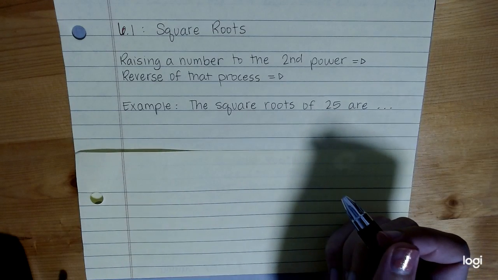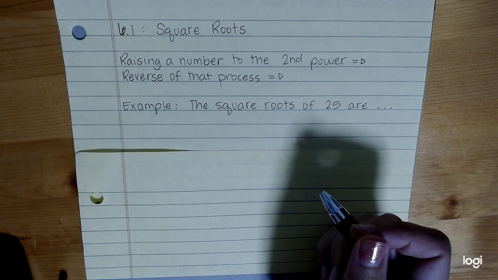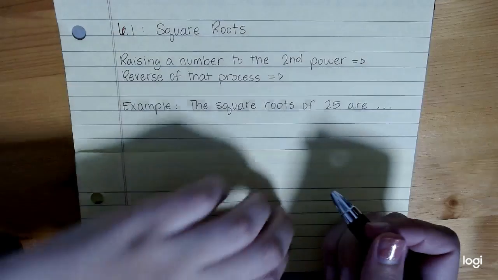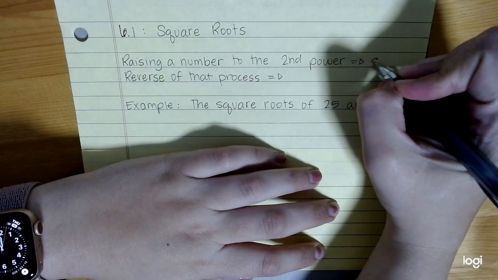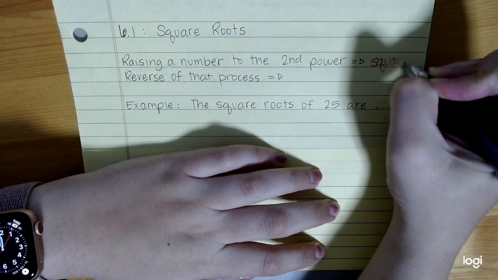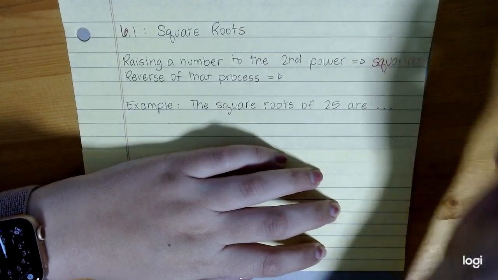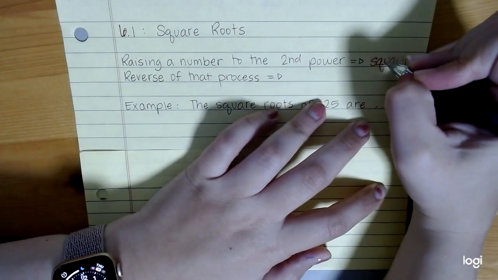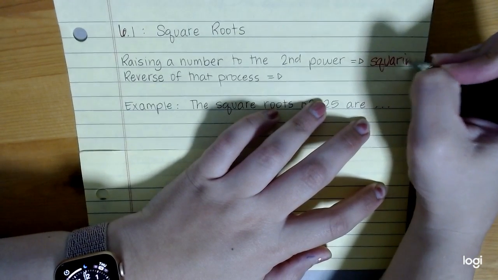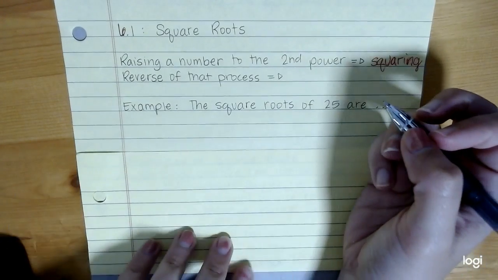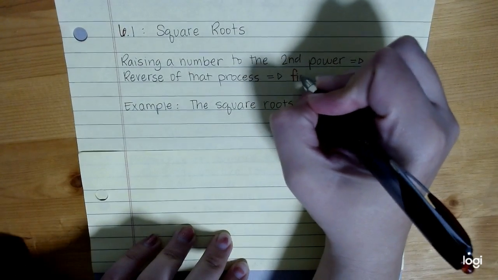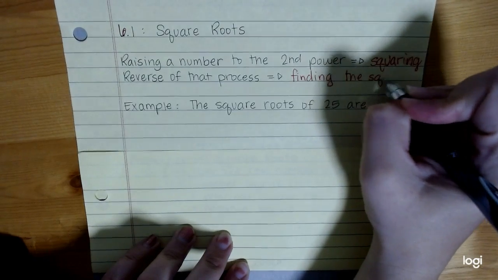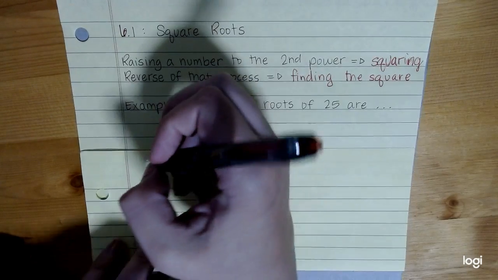Okay, so in 6.1, we're going to be starting our discussion with square roots. If you'll remember, when we talk about raising a number to the second power, we refer to this process as squaring. Now, if we want to reverse that process, we call that finding the square root of a number.